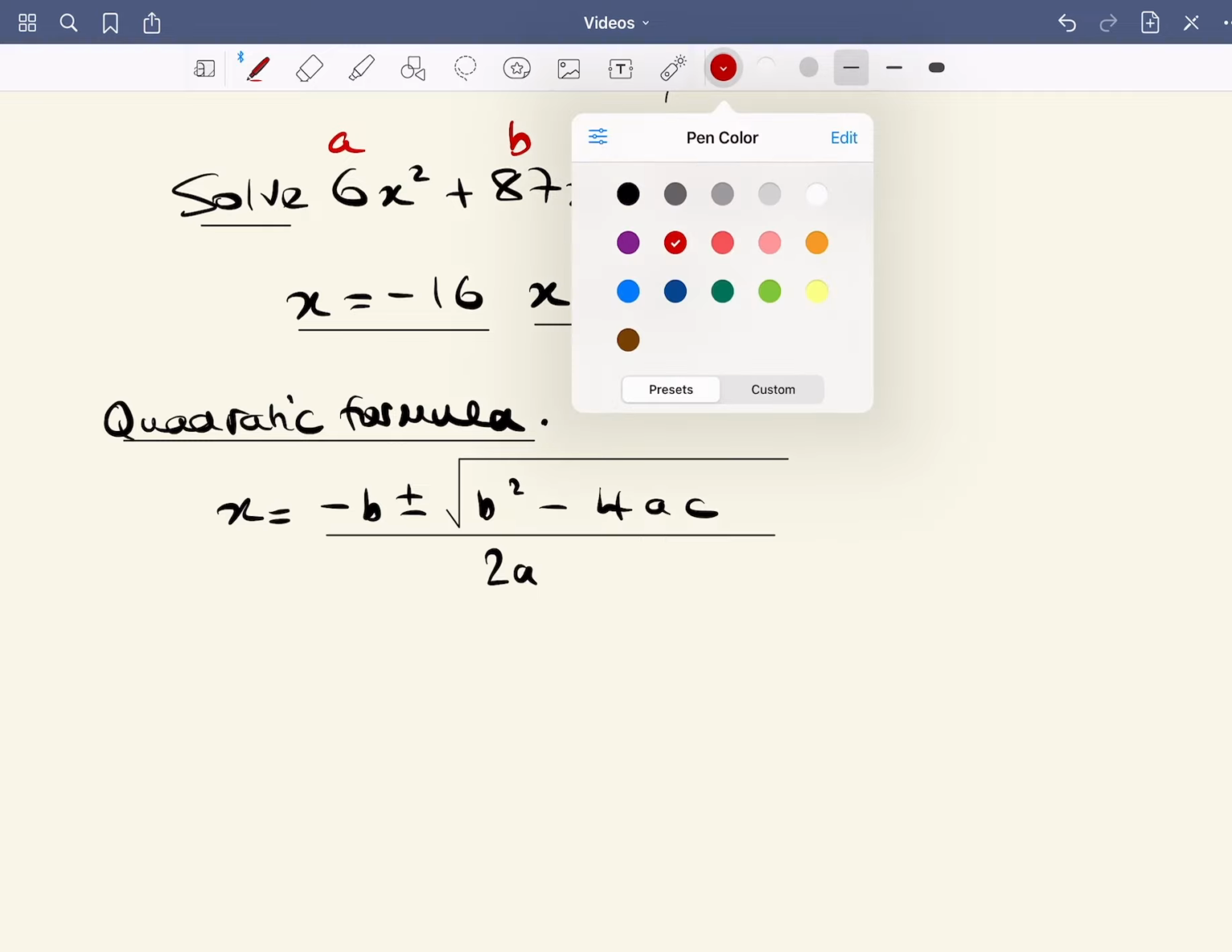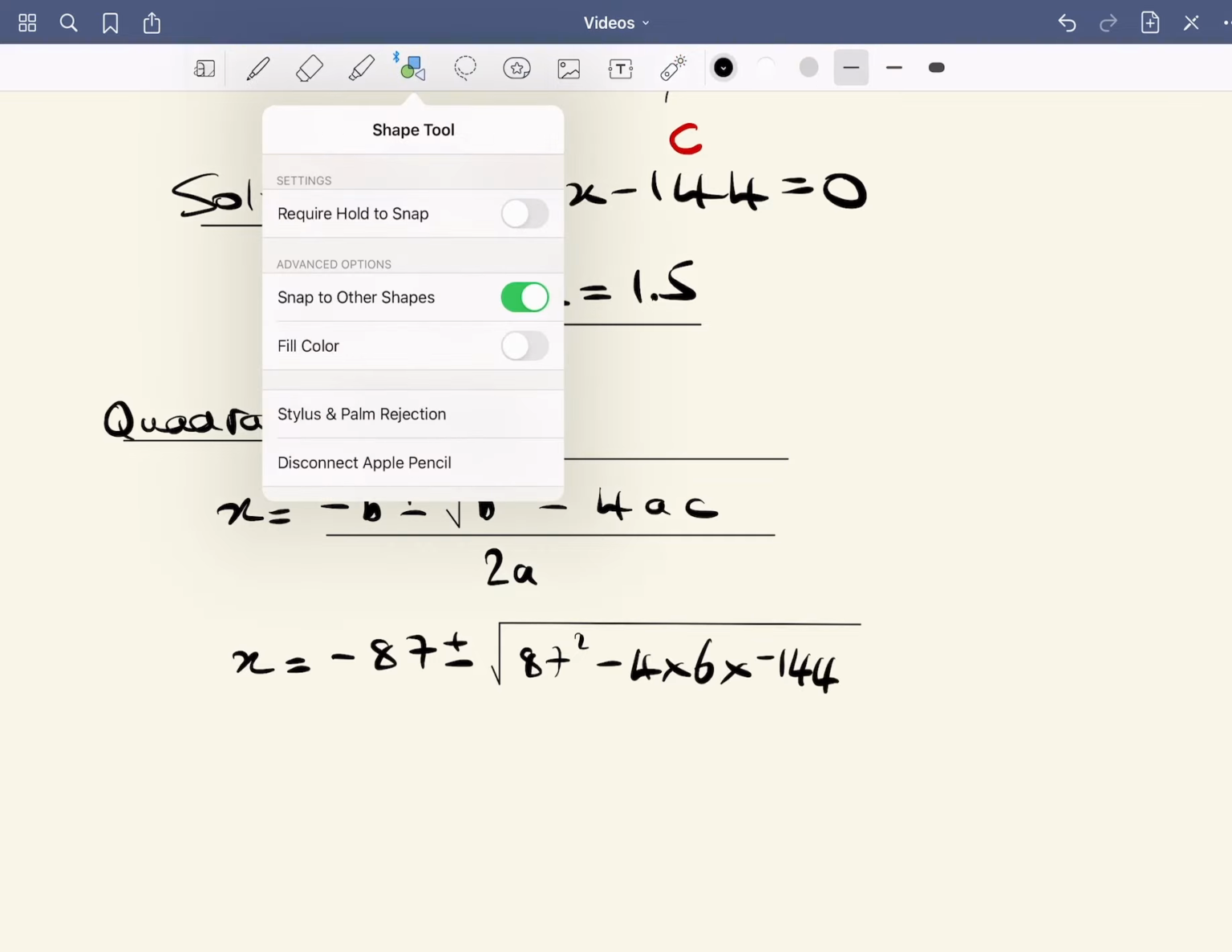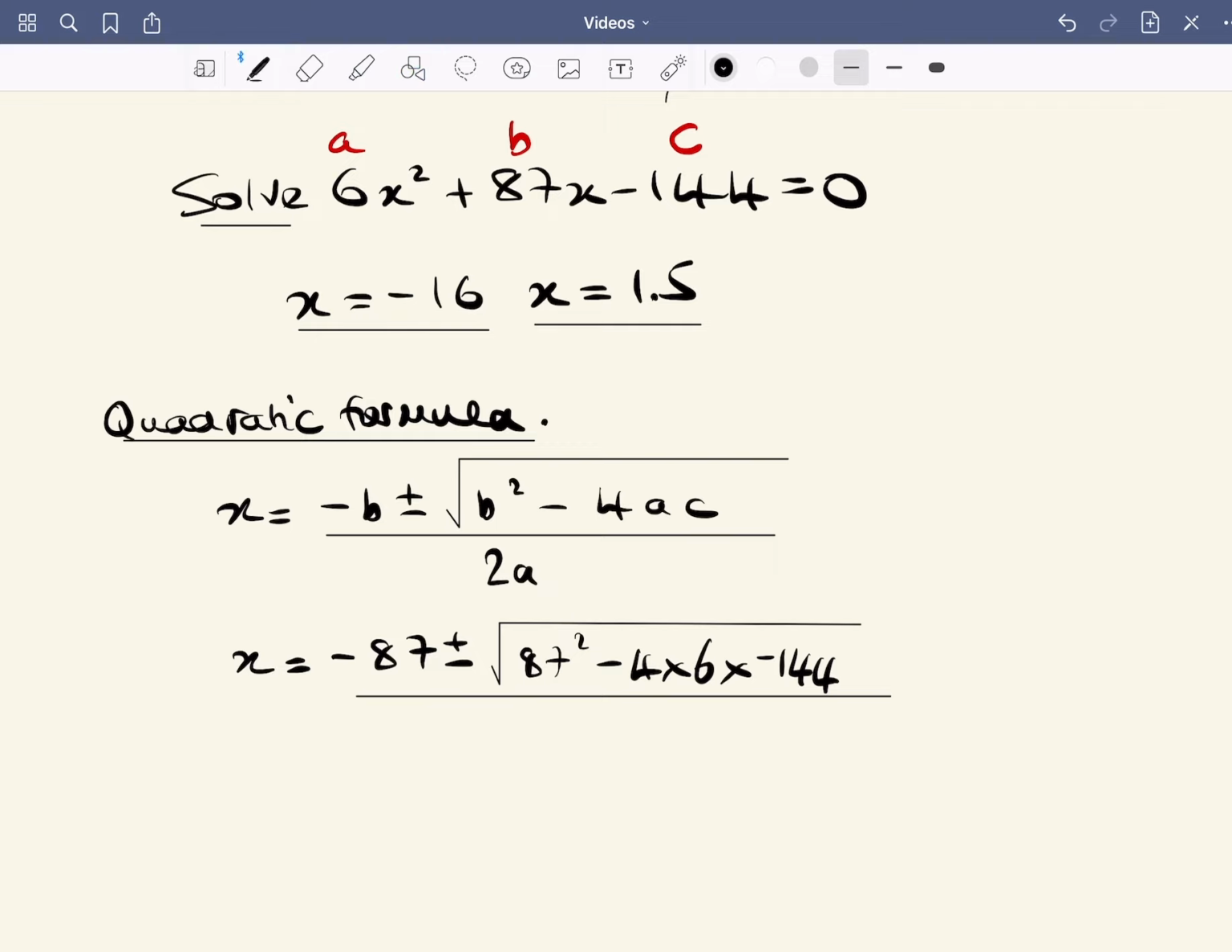So if we just plug in these numbers, well, minus b is minus 87. And then we have plus or minus, and then this big square root sign, b squared, which in this case is 87 squared, minus 4 times a is 6, times c, which is minus 144. And then we're putting that all over 2 times a, which is 2 times 6, which is 12. And so what I would say here as well is don't try and work out little bits of this, put it all into the calculator.